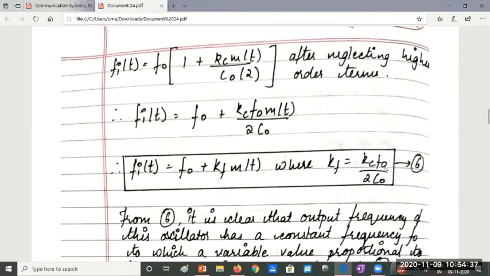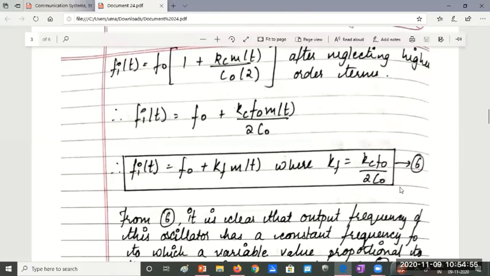F naught is in hertz, C naught is in farad. So farad cancels and what will be left is hertz per volt, which represents the unit for frequency sensitivity of the modulator. Okay, so please log back in once this goes out.